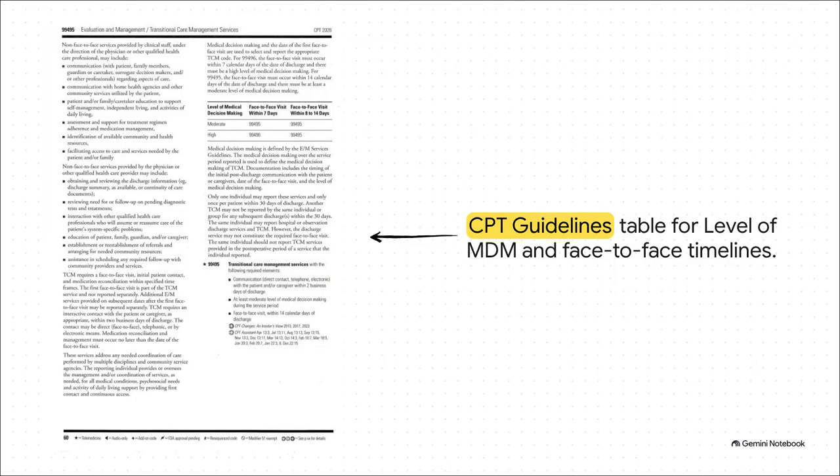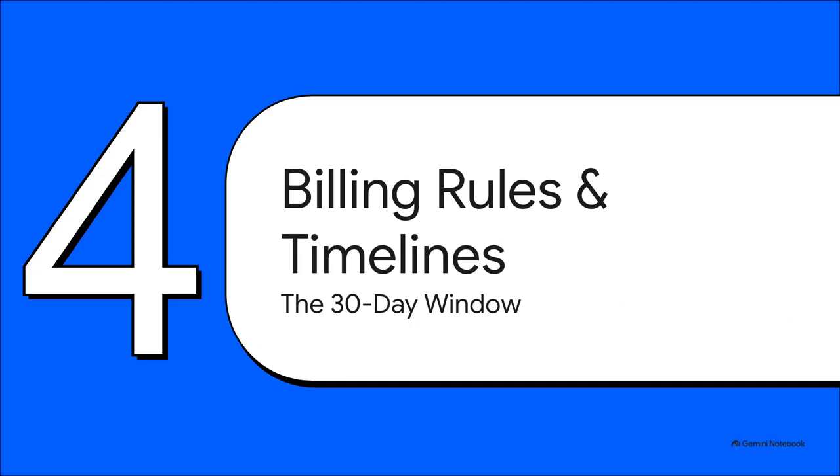Notice how these 2 variables interact here. For 99496, you absolutely need high MDM and a visit within 7 days. But what happens if your highly complex patient misses that strict 7-day window and you end up seeing them on, say, day 10? Well, you're always bound by the strictest of the 2 criteria. That means you have to drop down and report 99495 instead, simply because day 10 falls into that 8 to 14-day window. Make sense? Next up, section 4, billing rules and timelines.